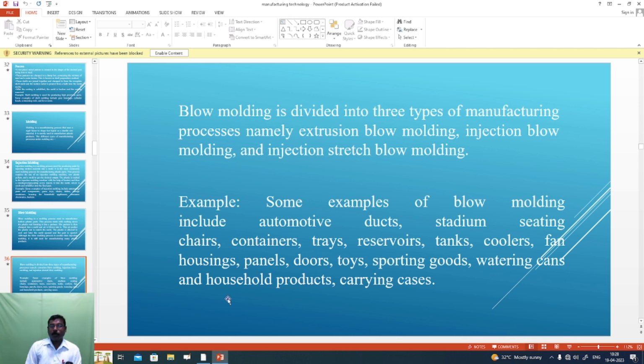Some examples of blow molding include automotive ducts, stadium seating, chairs, containers, trays and reservoirs, tanks, coolers, fan housings, panels, doors, toys, etc. Then the watering cans and housing product carrying cases.